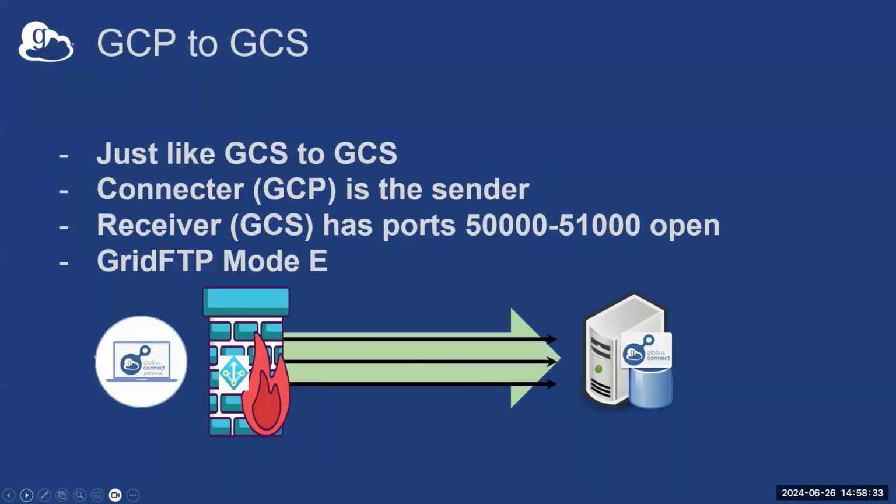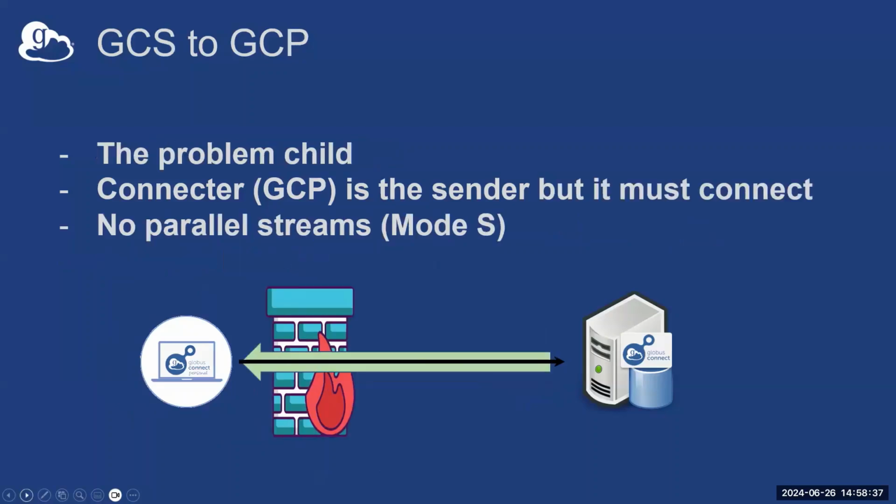Okay, so GCS to GCP is the problem child case. So the problem here is that for our fast GridFTP protocol Mode E, we want the sender to connect, but the sender cannot connect because there is an unconfigurable firewall there. However, GCP can connect out to GCS. So that's how we do it. So GCP connects to GCS, and then data flows back in the opposite direction.